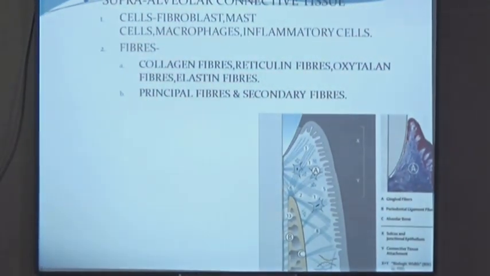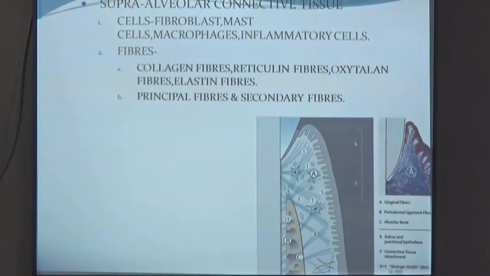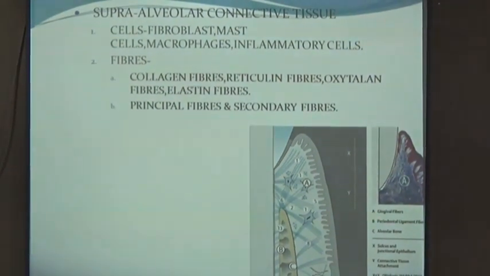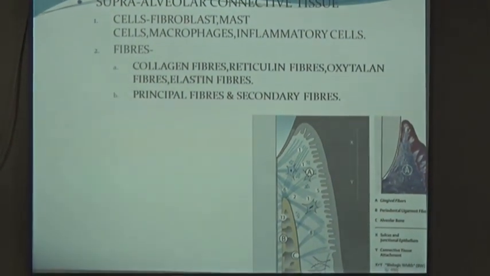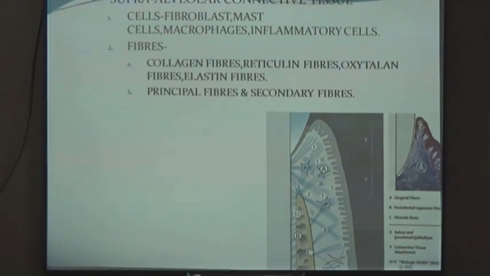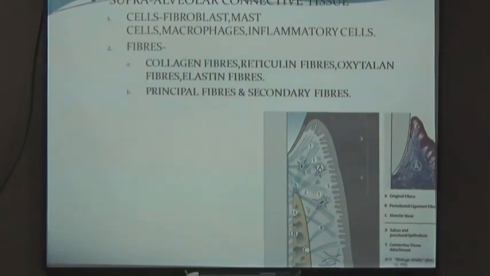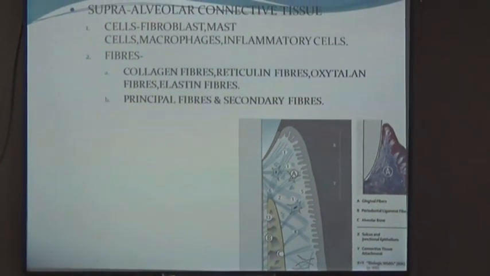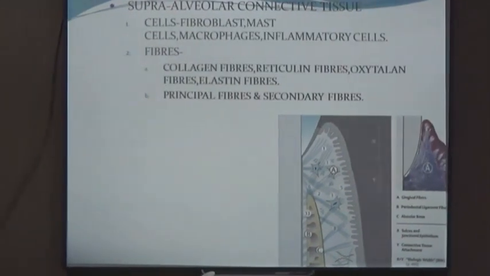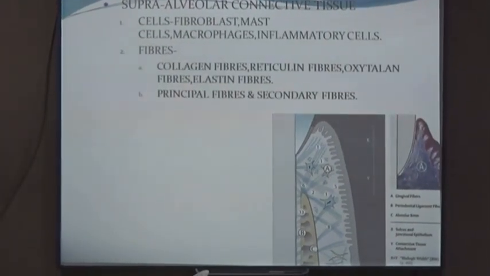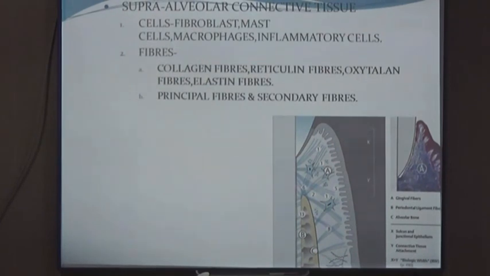Now, what are the things present here? Cells: fibroblasts, mast cells, macrophages, inflammatory cells. These are the cells present in the gingiva. And fibers: collagen fibers, reticulin fibers, oxytalan, and principal fibers and secondary fibers. These are all the cells and fibers present.